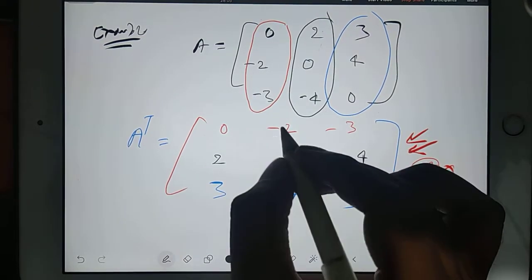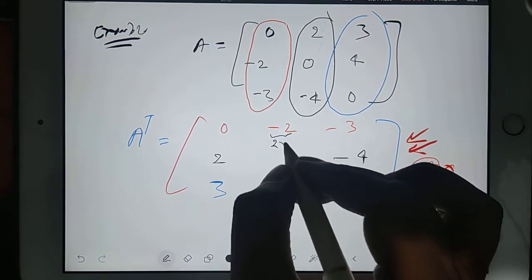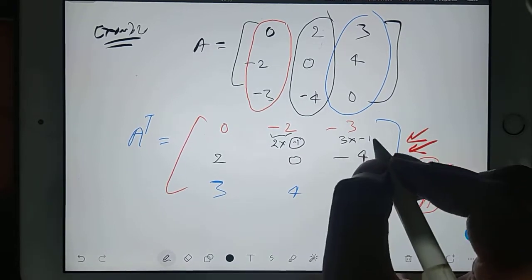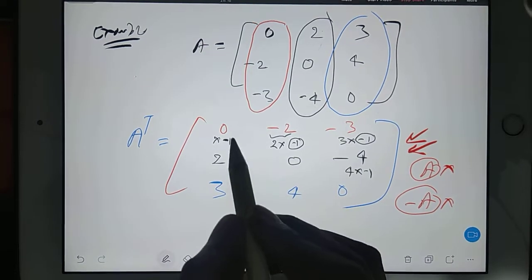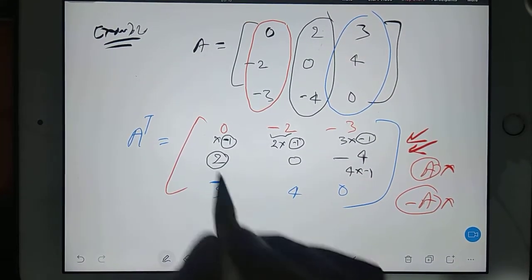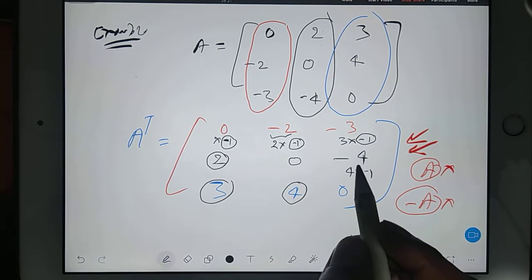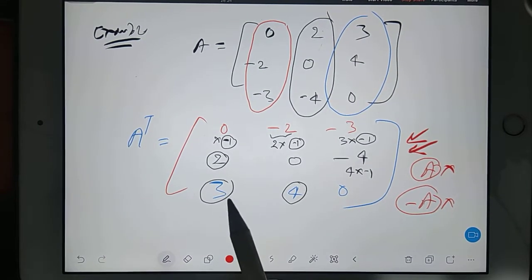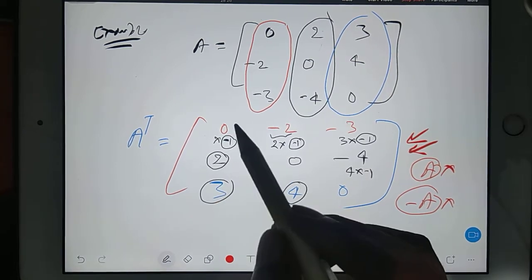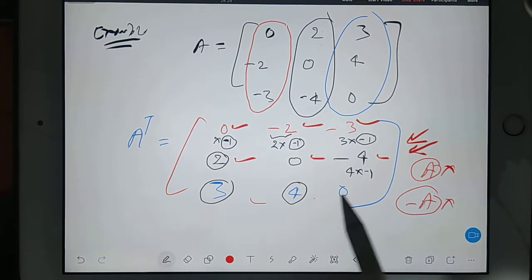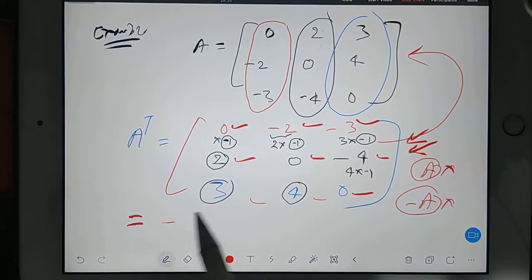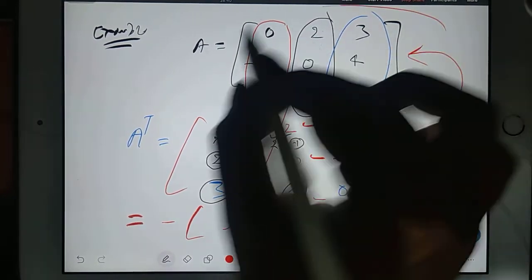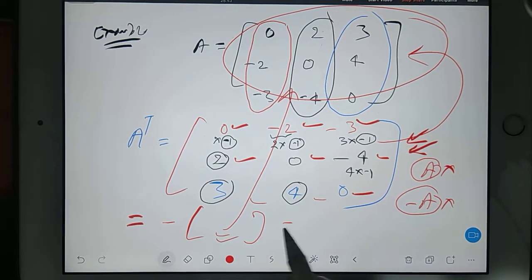Imagine that this 2 is like 2 into minus 1, this 3 is like 3 into minus 1, and 4 into minus 1. If I take minus 1 common from all the 9 elements, just to get my logic, then I will be landing up at this matrix. So suppose I took minus 1 common, then what is remaining inside? The remaining inside will be this bigger matrix, so it is nothing but A.